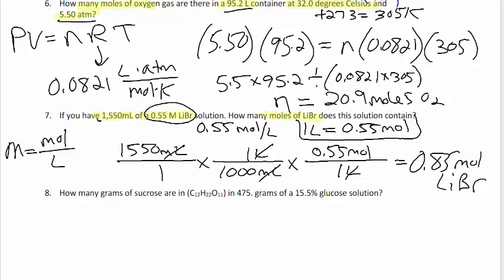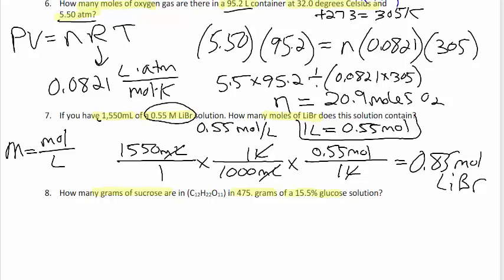Right, number 8 is also another question involving solutions. So it's giving us the percent by mass, and it's asking us how many grams of sucrose, which is going to be the solute, are in a total mass of the solution of 475. So you might realize that this is just taking a percentage of a number. If you know the total mass is 475, 15.5% of that mass is the solute.